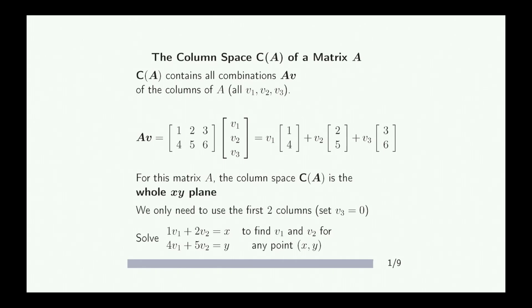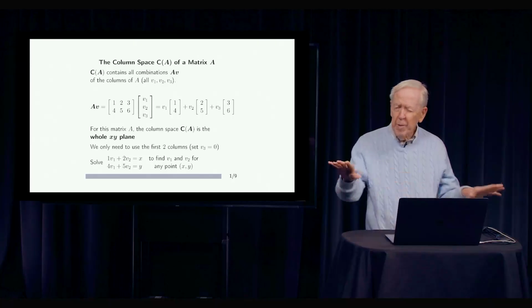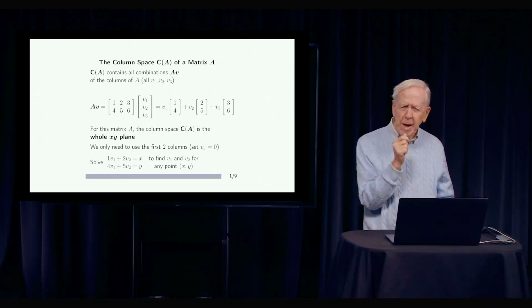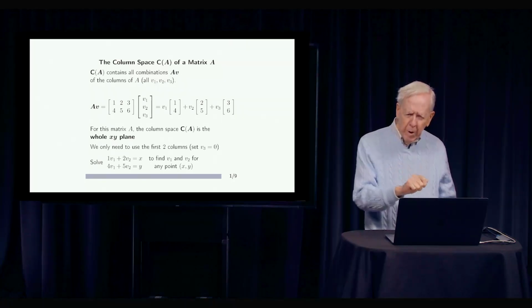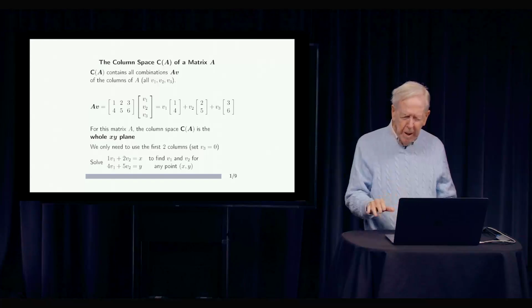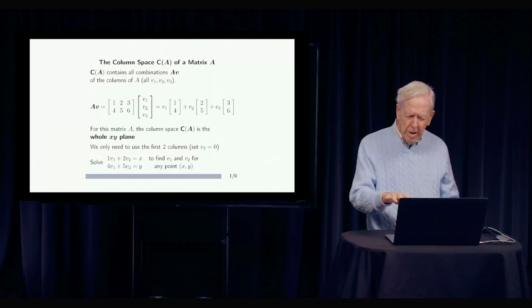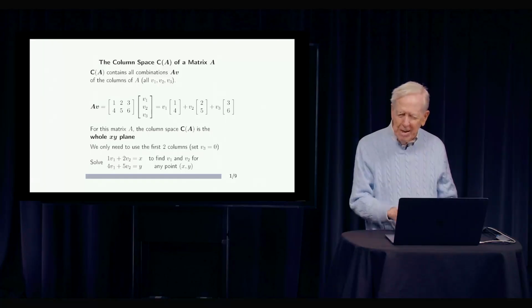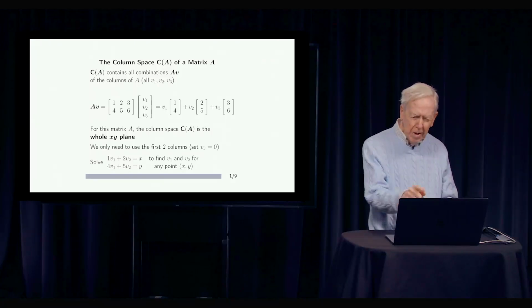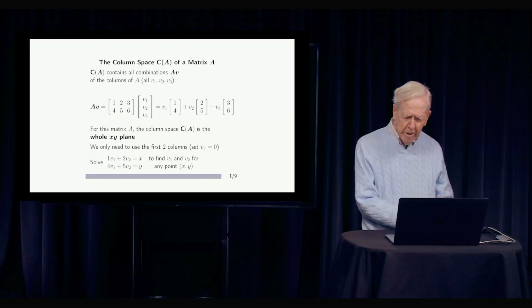Because (1, 4) is in an independent direction from (2, 5). Actually, just the combinations of (1, 4) and (2, 5) will fill the plane. You've got to see that. You've got to picture that in your mind. The vector (1, 4) points somewhere. The vector (2, 5) points somewhere else. And the combinations of those two give all the vectors in between and all the negative vectors, because the v's could be negative numbers.